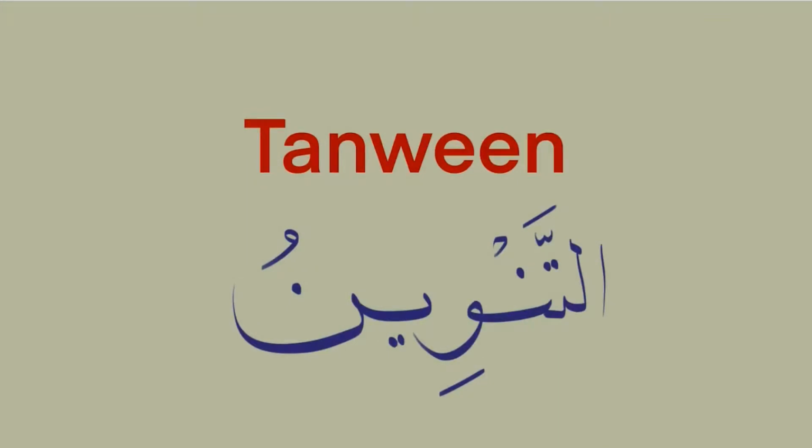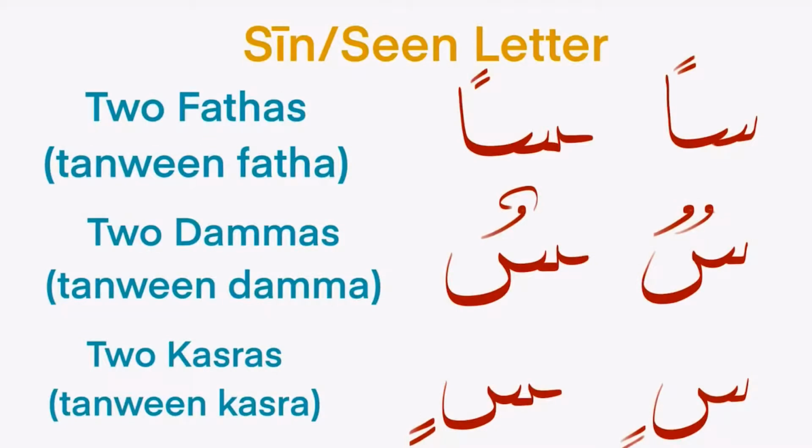In the following session, we'll be covering the tanween. Remember, tanween fatha, tanween dhamma, tanween kasra, or two fathas, two dhammas, two kasras. Let's go there. I need to remind you that tanween can happen only at the end of a word, and if there is tanween fatha or two fathas, you need to add the silent long vowel alif.